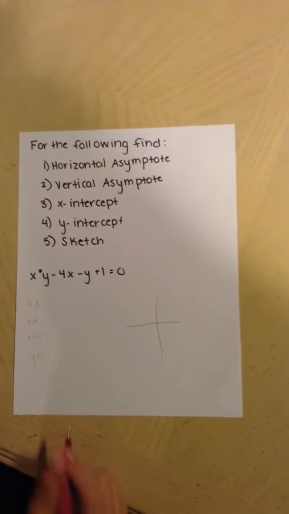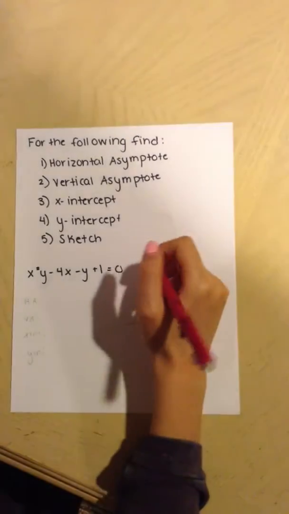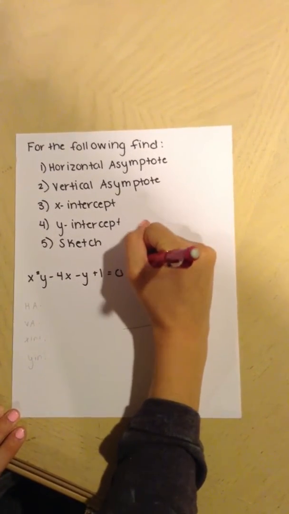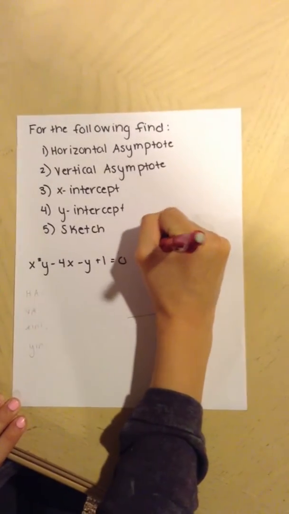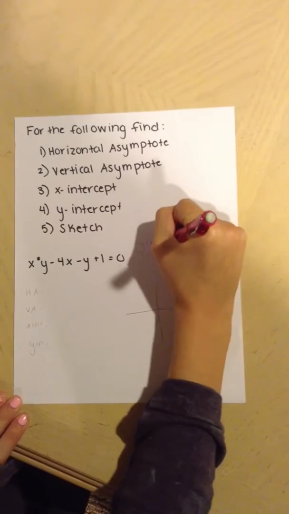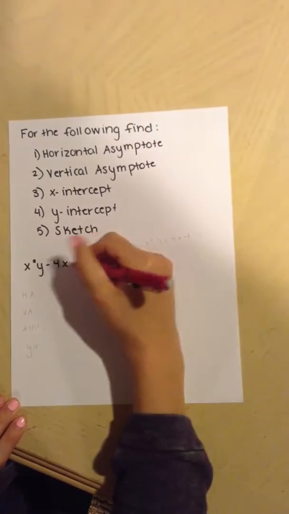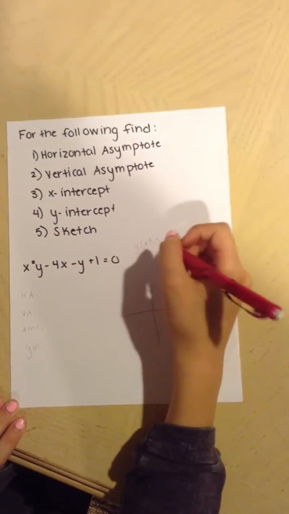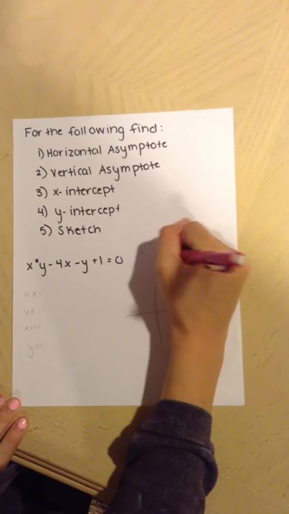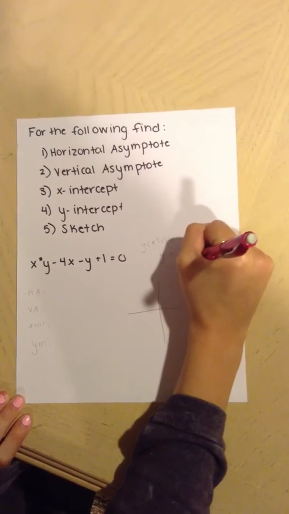Now for this one, we're going to have to start off by putting it into y equals form. So you start off by just taking out the y, making it y times x squared minus 1 equals 4x minus 1. Bring over the 4, the 1, take out the y. And now we're just going to divide and get y equals 4x minus 1 over x squared minus 1.